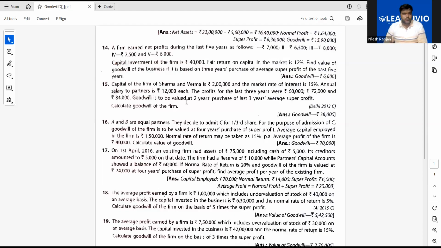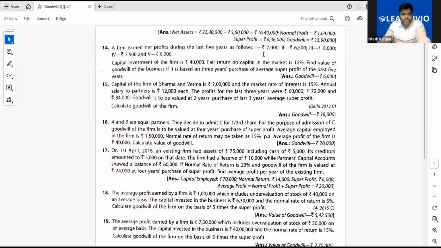Okay, so a firm earned net profit during the last 5 years as follows. First year 7,000, 6,500, 8,000, 7,500 and 6,000. Capital investment of the firm is 40,000. This is capital employed. Fair return or normal return, you can say. Normal return on capital in the market is 12%. Find value of goodwill of the business if it is based on 3 years purchase of average super profit of past 5 years. So first, in this type of question, actually this is very simple.